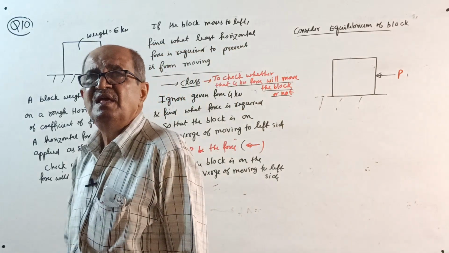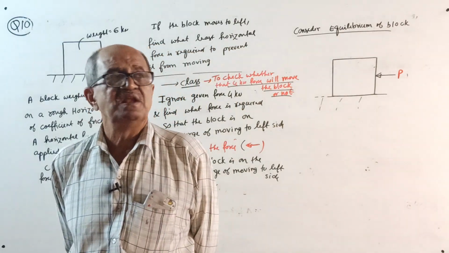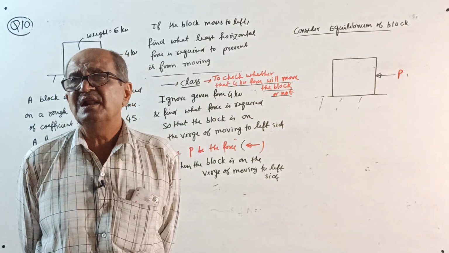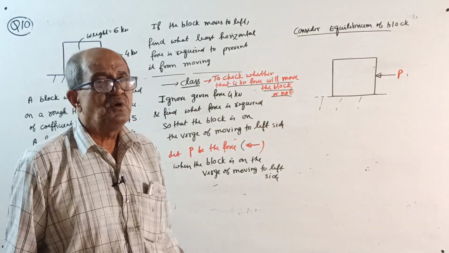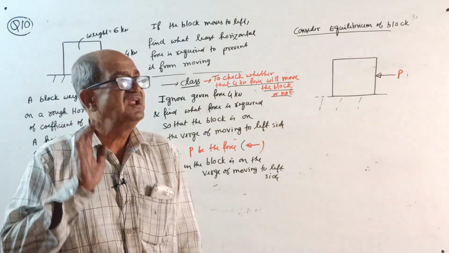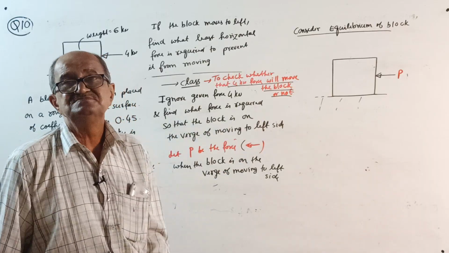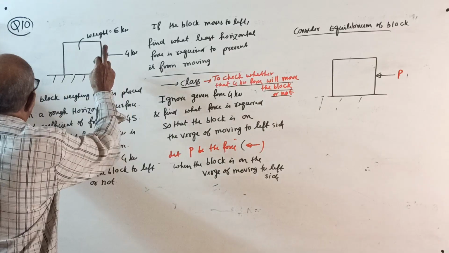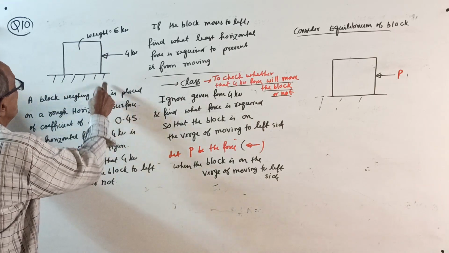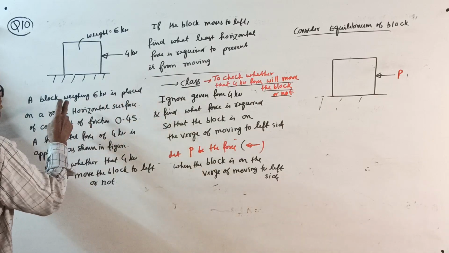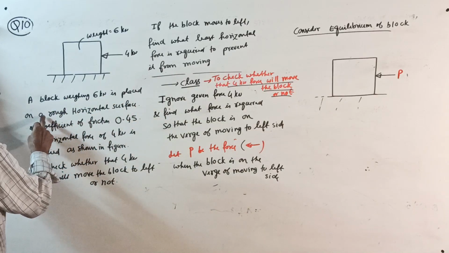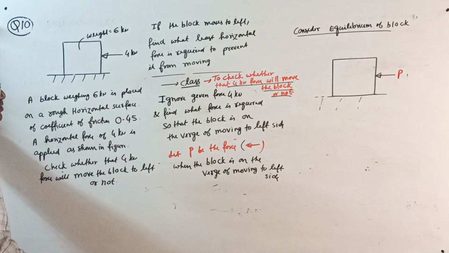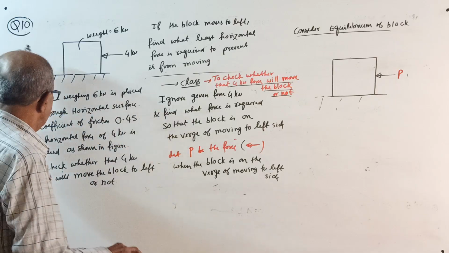Question 10 is a little interesting question. From an academic point of view, such questions are rare. But in competitive examinations, such questions are asked, where you have to think a little. A block weighing 6 kilonewton, now not Newton, kilonewton given, is placed on a rough horizontal surface of coefficient of friction 0.45. So mu is 0.45.